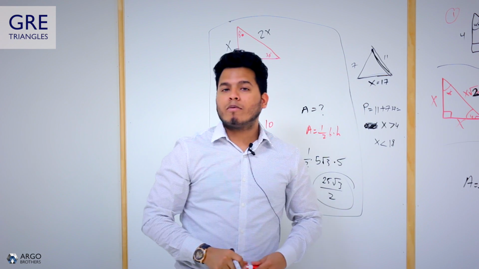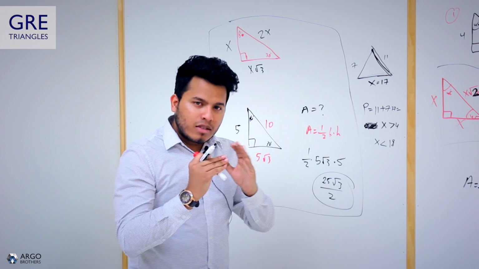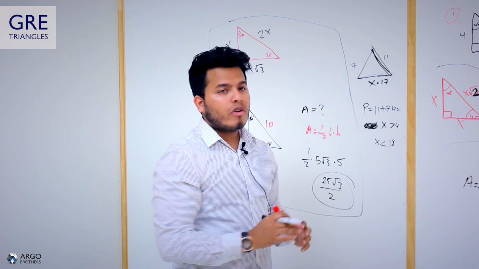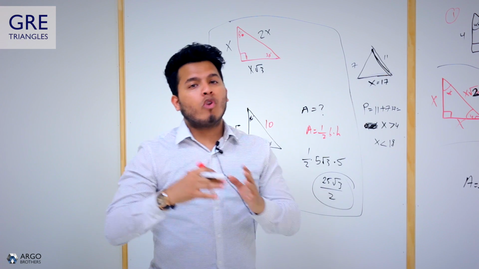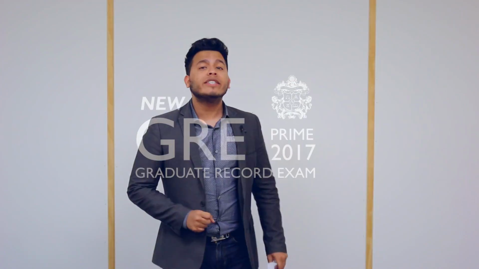Okay, so make sure you know this type of problem, or more specifically, know the rule that when you're given two sides, the third side of the triangle cannot be less than the difference of the two other sides, or greater than the sum of the two other sides. That's very important, okay? Thank you for watching this video.